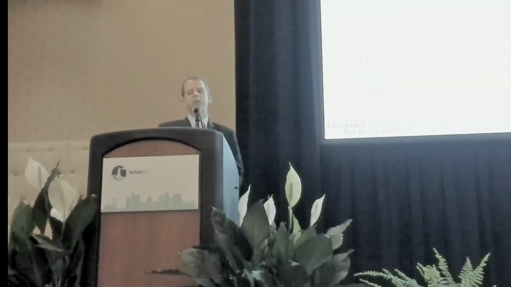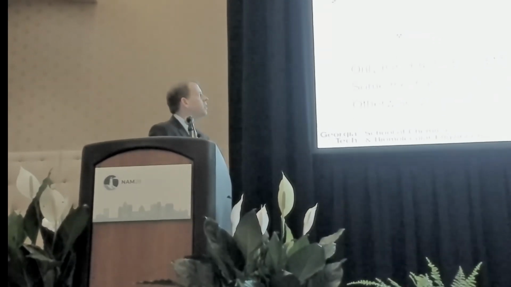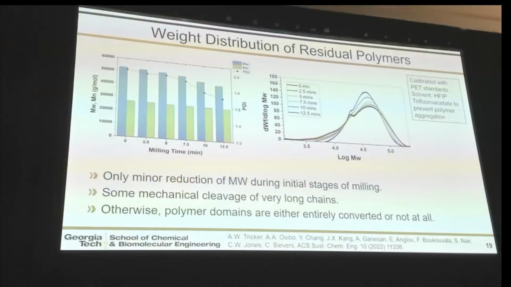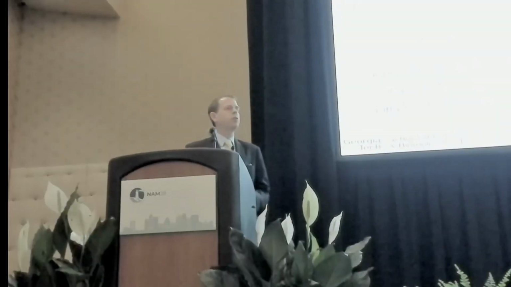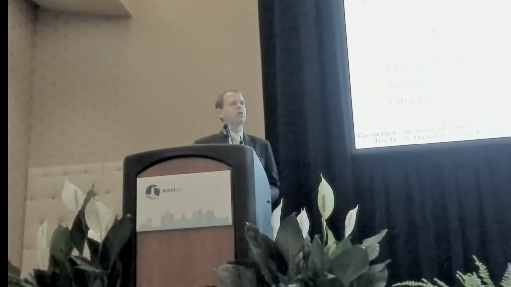When we looked at the residual polymer by gel permeation chromatography, we see that the residue doesn't change much. We have a little bit of mechanical cleavage of very large chains, but the molecular weight distribution stays remarkably constant. So this is evidence that the impacted phase tends to be converted entirely. And if it's not impacted yet, then you have residual polymer, but it looks very much like the original polymer that we used for this process.